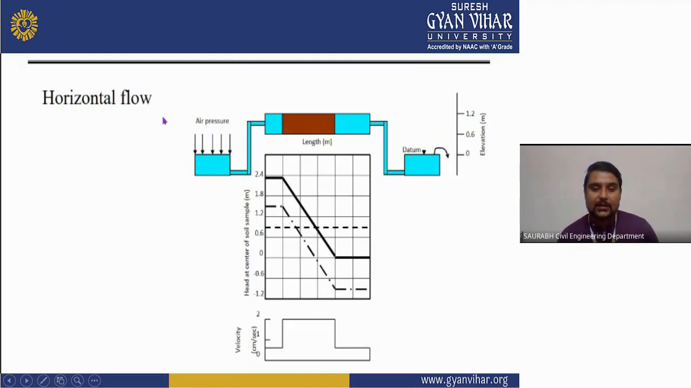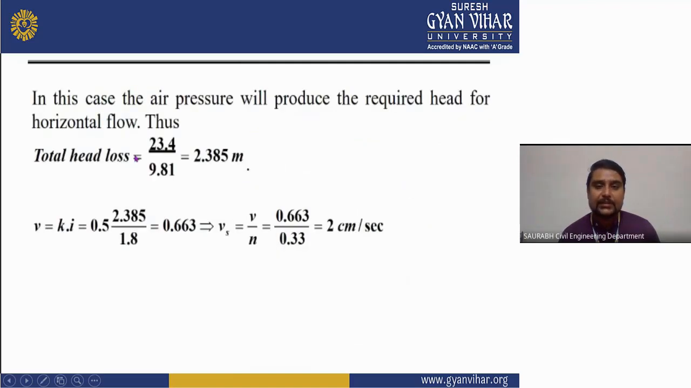Now we will see how to measure a horizontal flow of water through the soil sample. This is the velocity, where we will calculate the velocity, and this is the head at the center of the soil sample. As you can see, this is the head of the soil sample, and that will be air pressure, from where we will calculate the air pressure, and that is our datum. Now we will see one example here. In the case of air pressure, it will produce the required head for the horizontal flow. So the total head will be 23 upon 4, and 9.8 will be equal to 2.358 meters, and that will be calculated here as 2 centimeters per second.